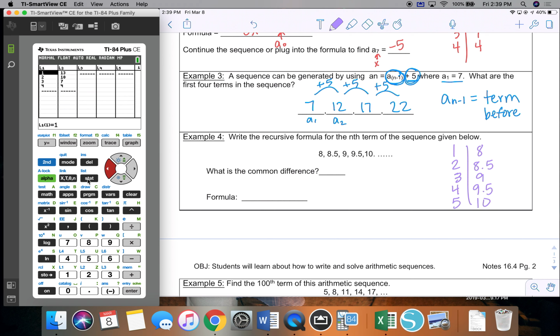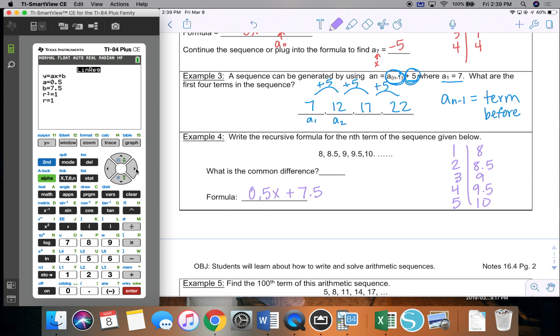So I'm going to say my x's go 1 to 5, my y's are 8, 8.5, 9, 9.5, and 10. Plug this into stat and run StatCalc 4. So my formula is 0.5x plus 7.5. So remember, this is where I start, and this, in this case, is my difference, also like my slope.